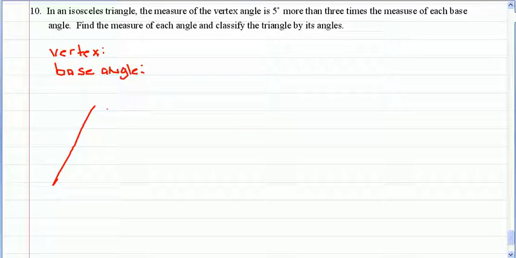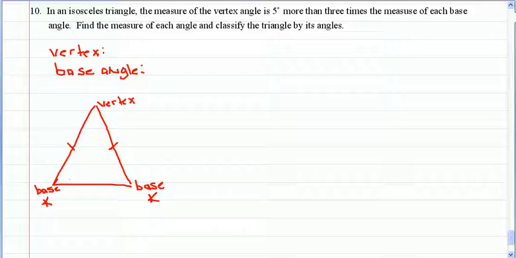So if I draw an isosceles triangle, this is our vertex angle. If we make these two sides equal, then this is one base angle, and this is the other base angle. And the base angles in an isosceles triangle are always equal.